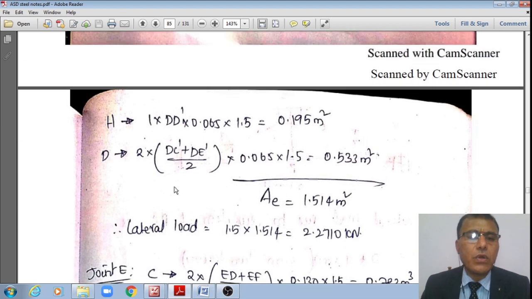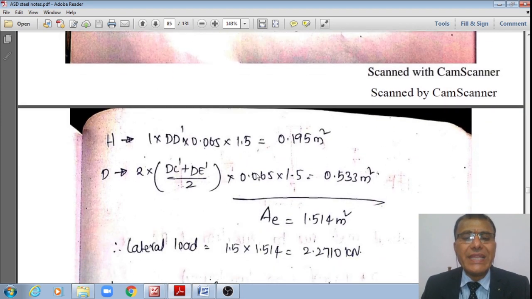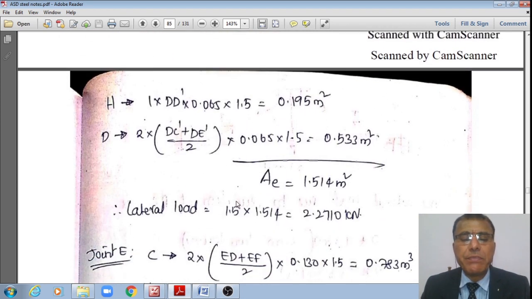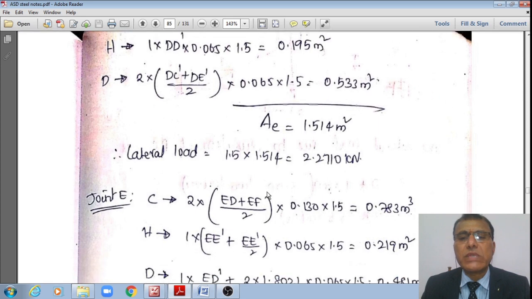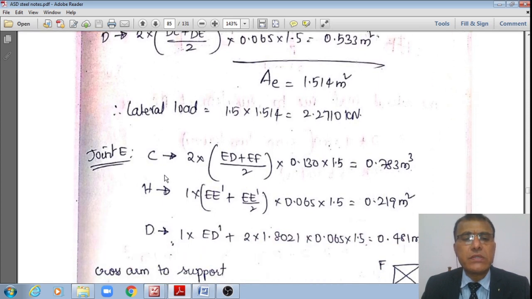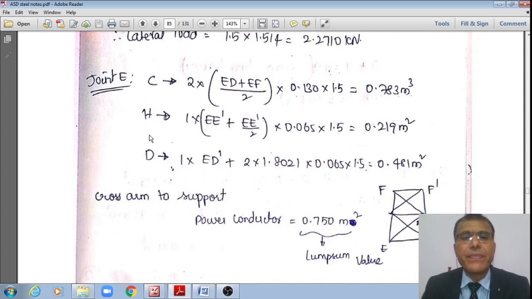Therefore the lateral load at joint D is equal to PD, 1.5 kilonewton per meter square, multiplied by 1.514 meter square. It works out to 2.2710 kilonewtons. Now I'll move to joint E. There I have similarly the columns, two columns ED plus EF divided by 2 multiplied by 130 mm length or 0.13 meter multiplied by 1.5, it is around 0.783 meter square.